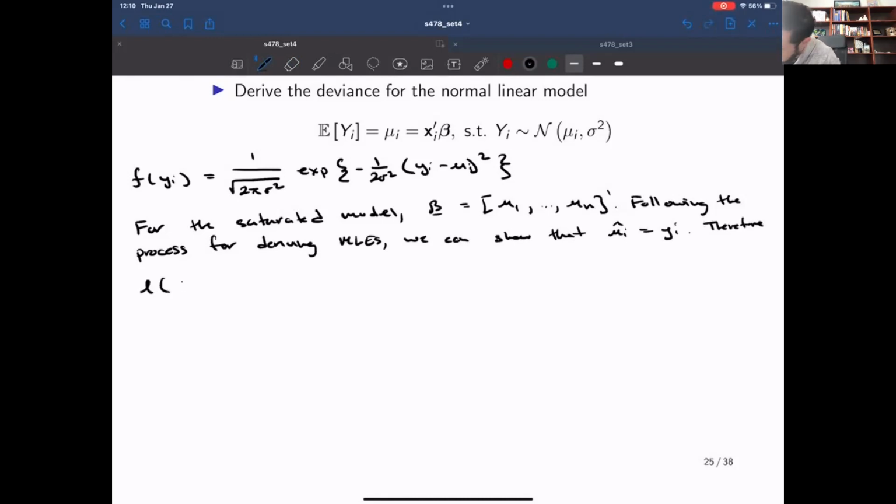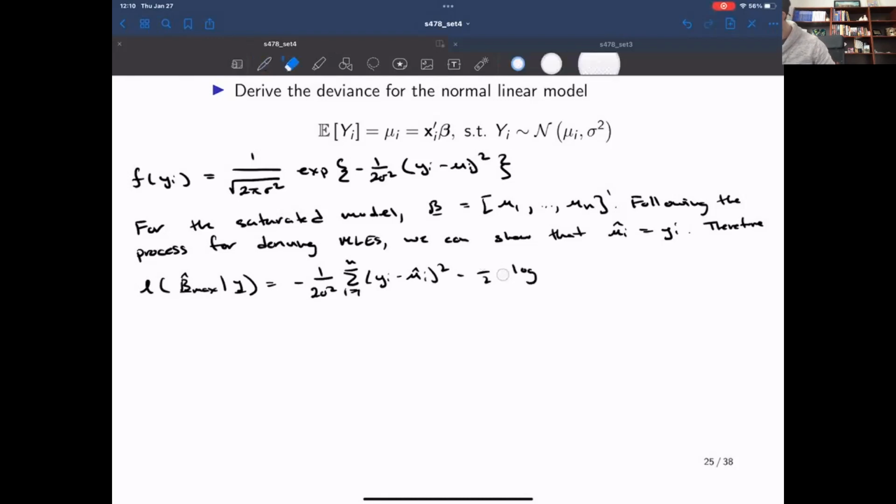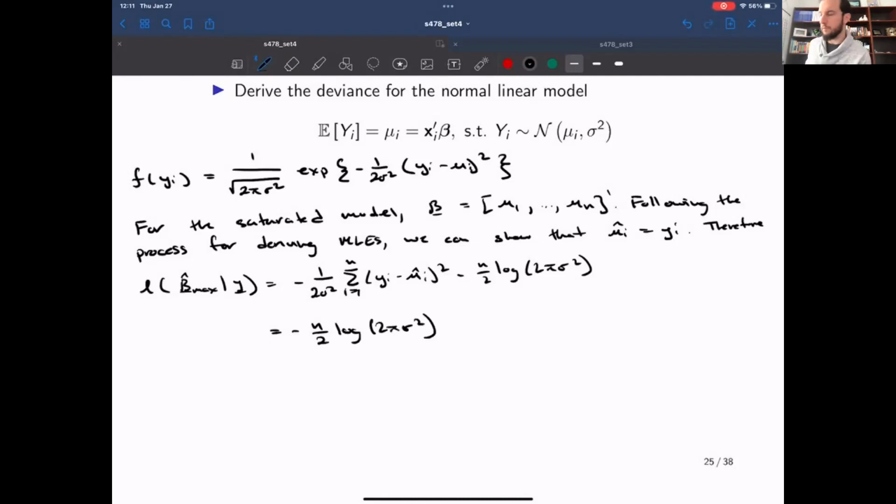Therefore, L of beta hat max given y will be equal to negative 1 over 2 sigma squared times the sum from i equals 1 to n of yi minus mu i hat squared, minus n/2 log 2 pi sigma squared, which is equal to negative n/2 log 2 pi sigma squared. Okay. Pretty nice simplification there.